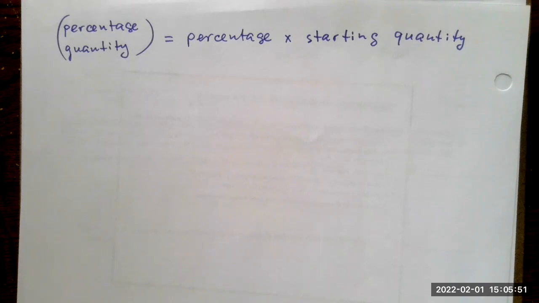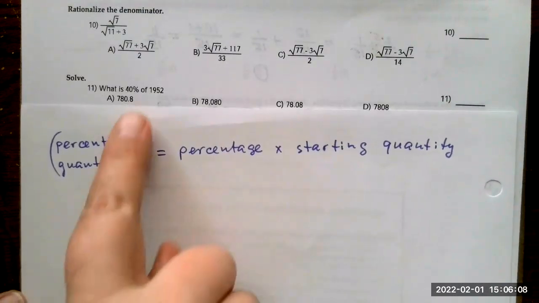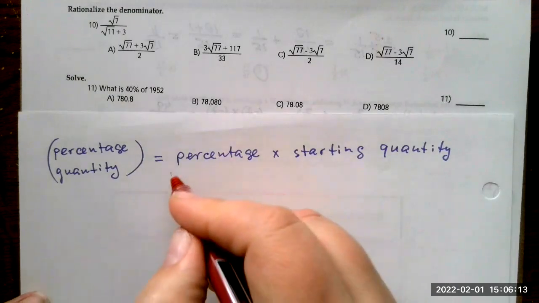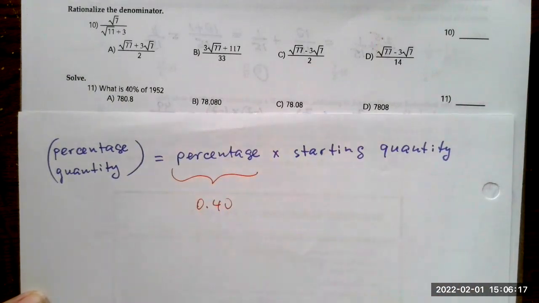So first, let's identify what we have. We have three values here. Two of them should be given to us in order for us to be able to solve it. Okay, so what is given to us? Well, we have percentage, right? 40. Again, it's got to be in decimal form, so 0.4.